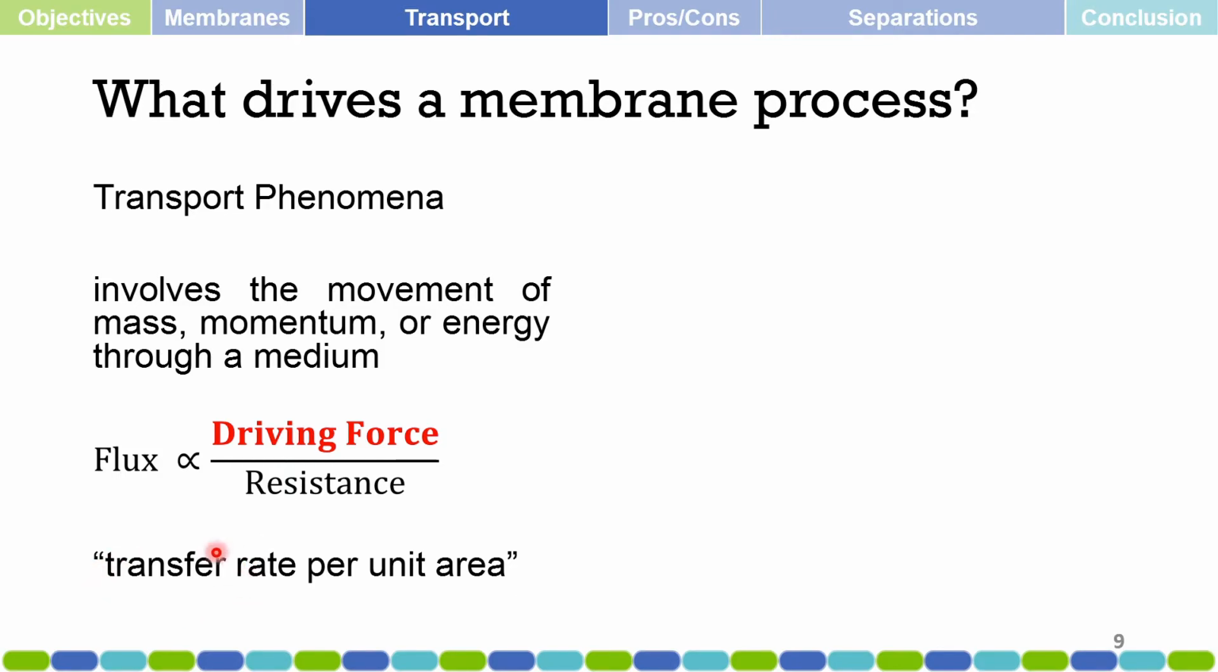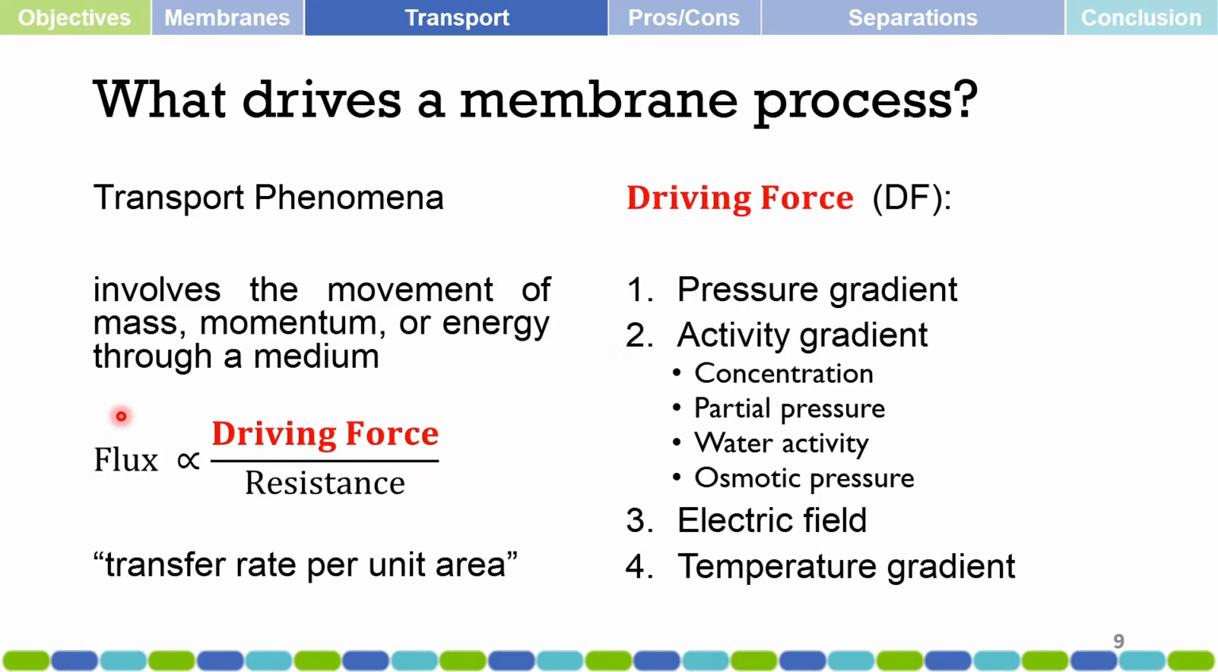It says that the amount or the rate of transfer of mass, momentum, or energy is directly proportional to how much driving force you apply to the process, and it is inversely proportional to the amount of resistance to the flux. It just means that the higher the driving force we apply for a process, the higher will be the transfer rate or flux. So what are the driving forces that we can use or apply for a membrane process?